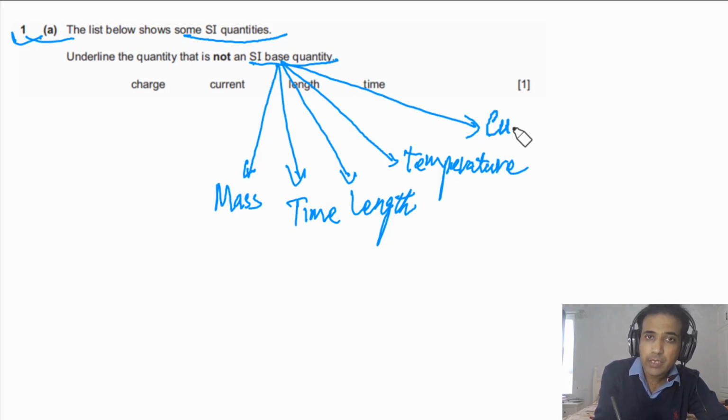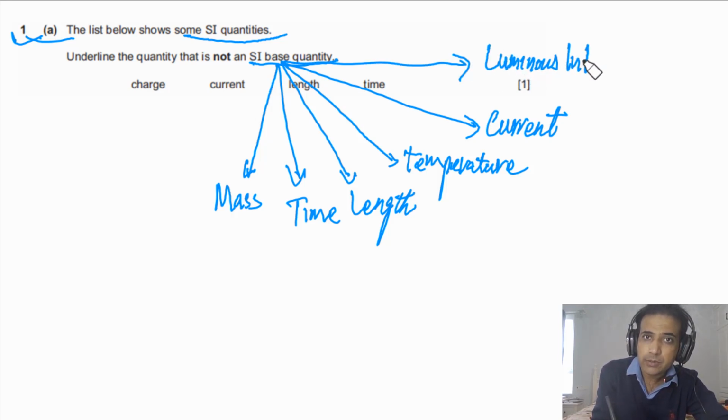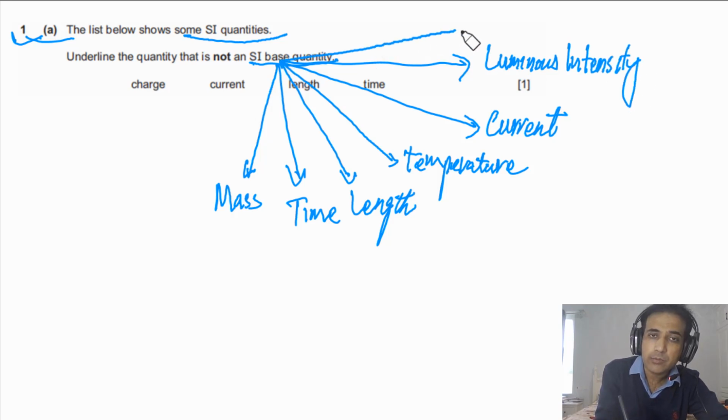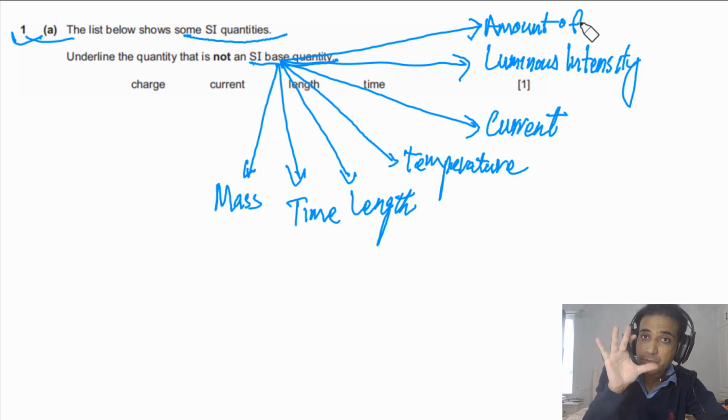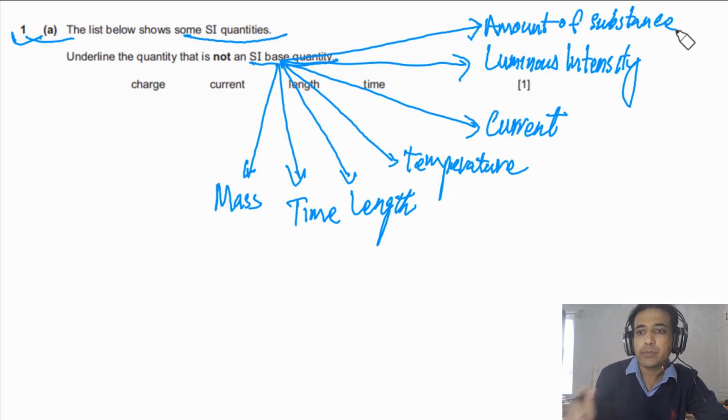We have current, this is another SI base quantity. We have luminous intensity. And the last one, mostly used in chemistry and also in thermal physics, is amount of substance. So these are the 7 SI base quantities, and you have to be clear about this.